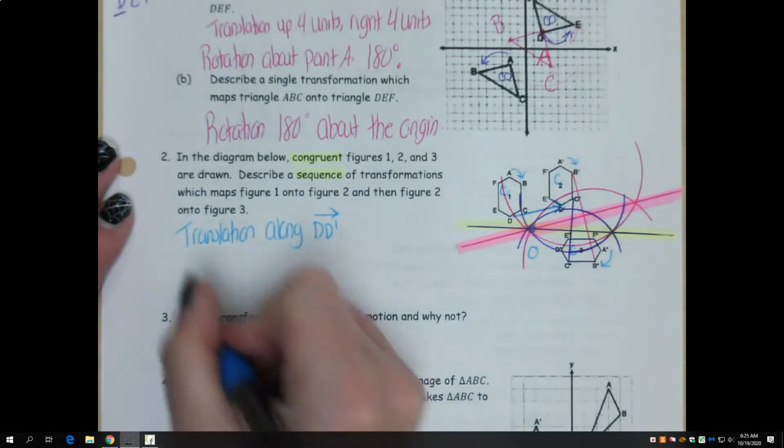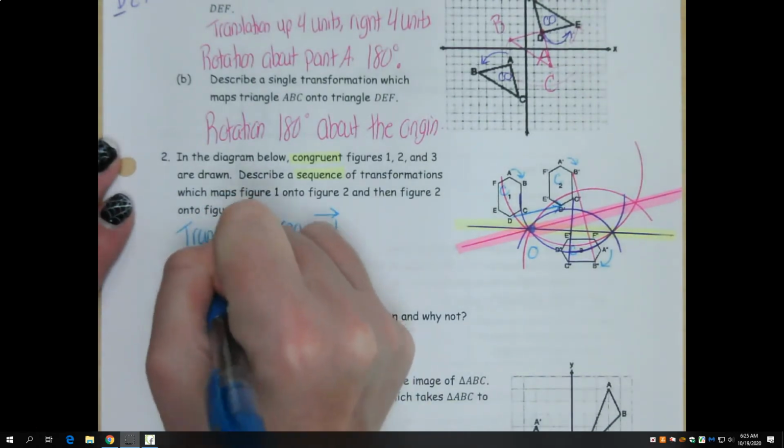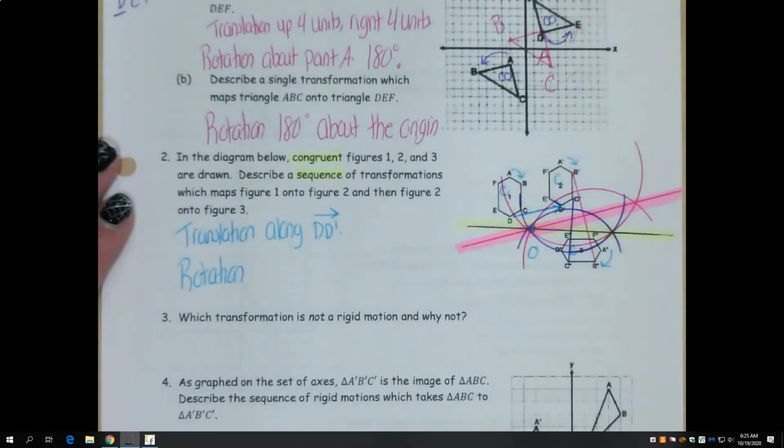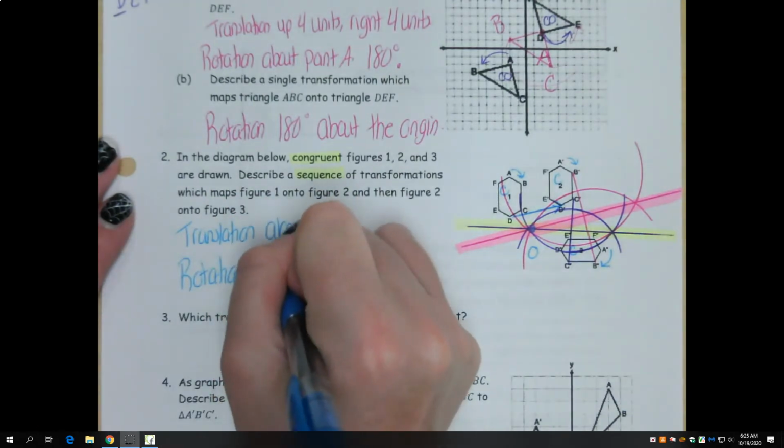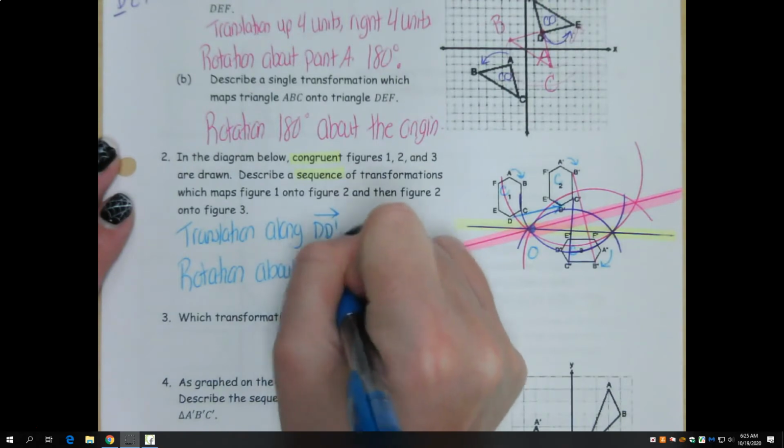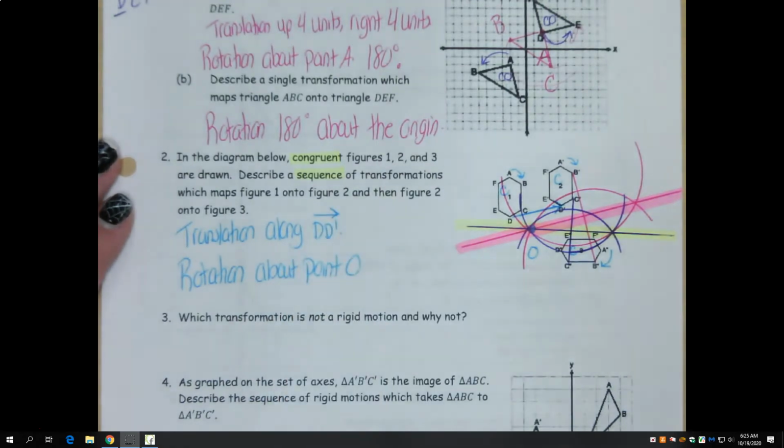All right, so here we go. I'm going to say it's a rotation. I have to say what my center of rotation is, so I'm going to say it's a rotation about point O. And now this is going to be a little bit different, since I'm not on the coordinate plane like up top, I don't know how many degrees I have to turn to get from 2 to 3. It looks like 90, but I'm not sure.